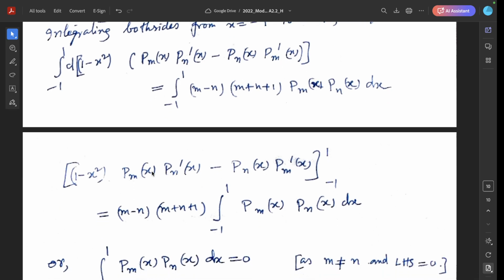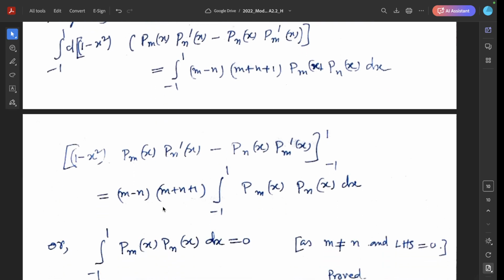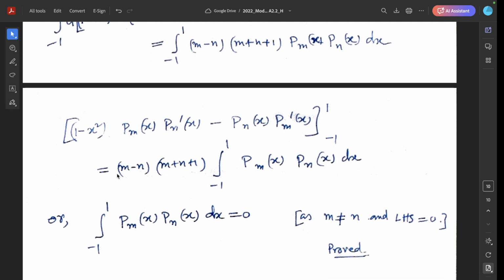Now this part is 0, because when x equal to 1, this 1 minus 1 is 0, and at minus 1 also 1 minus 1 equal to 0. So left hand side is equal to 0. Hence, since m not equal to n, m minus n not equal to 0. So we get integration from minus 1 to 1 of Pmx Pnx dx equals 0.